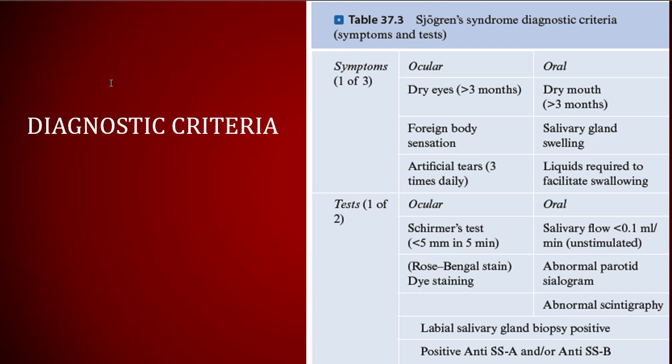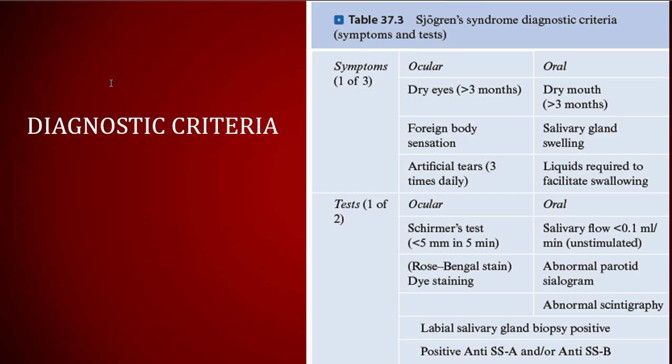Now, to diagnose Sjogren's syndrome, we have the criteria. Aside from the patient's complaints, we need to have the criteria. It's divided into symptoms and tests. Symptoms, ocular or oral. Signs, ocular or oral. For the ocular symptoms, patients have dry eyes for more than 3 months, using artificial tears 3 times daily, and a sensation of a foreign body inside.